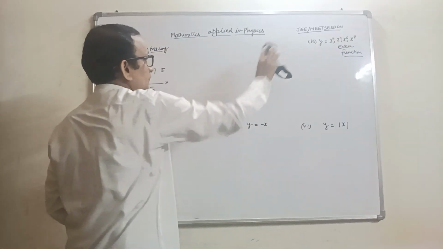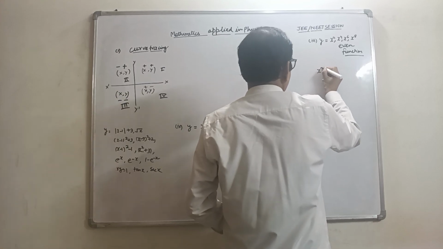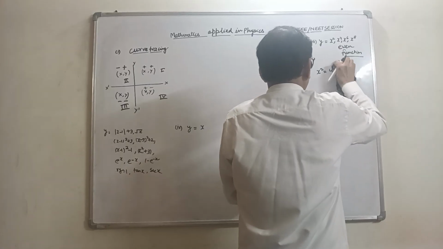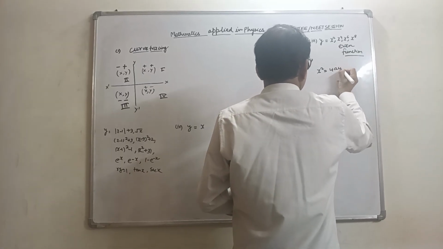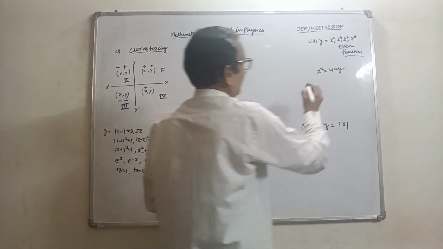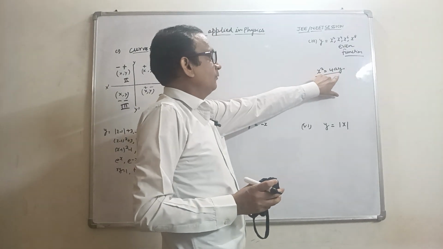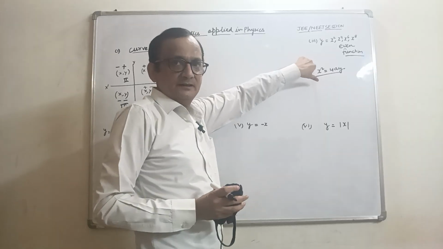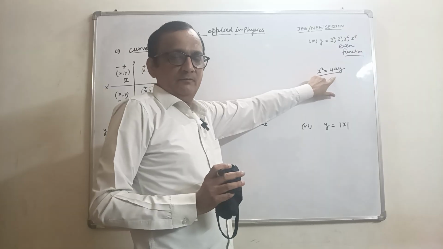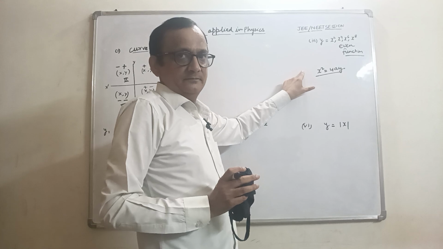Another is y is equal to x square. This is the equation of a parabola, that is x square is equal to 4ay. This parabola is symmetrical about the y-axis. For x square, whether the value of y is positive or negative, x is always positive.